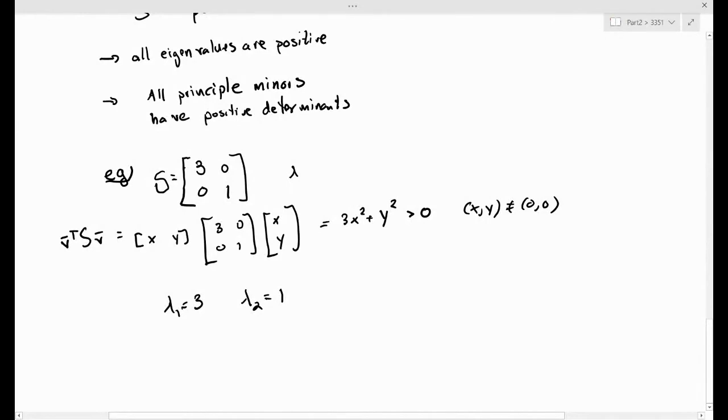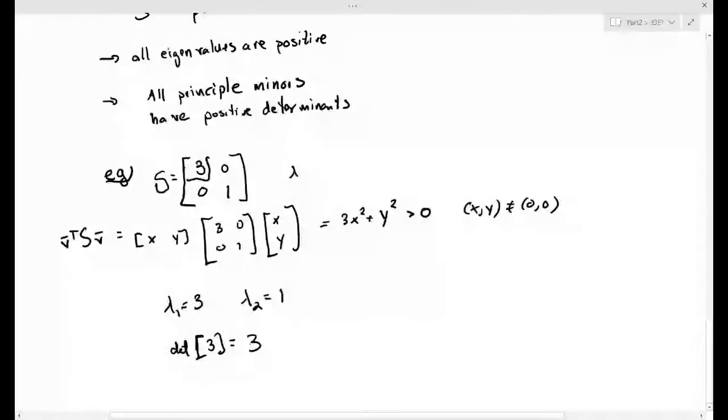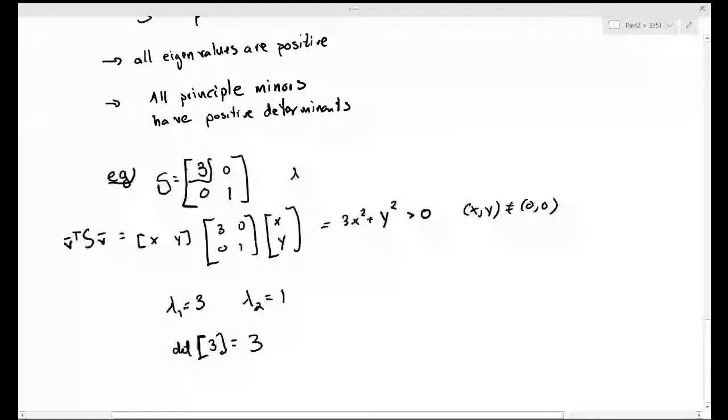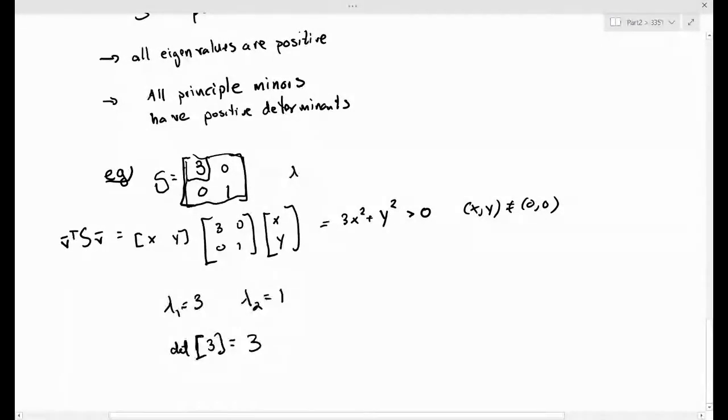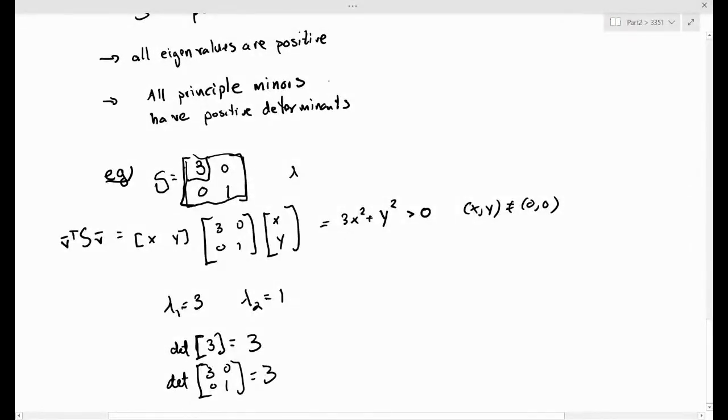And then the principal minors would be, well, the determinant of the 1 by 1 matrix is positive. And then the determinant of the next principal minor, right? So that's the determinant of the matrix itself, which is also positive. Okay, so that would pass that test for a positive definite matrix.